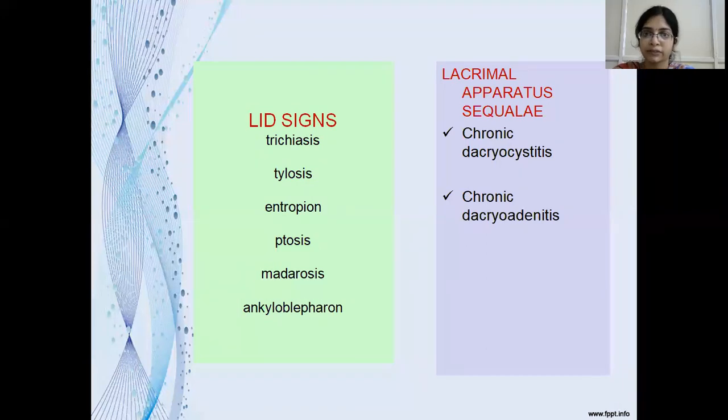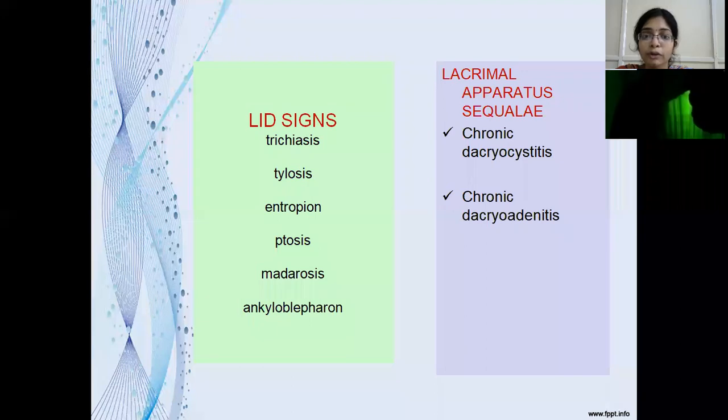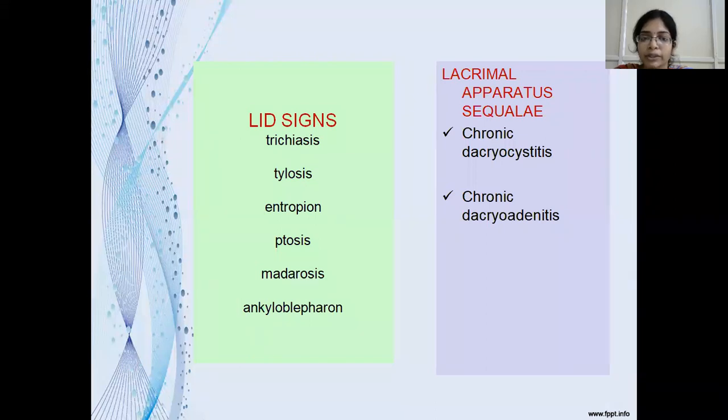Again, just for repetition's sake, trichiasis is inturning of eyelashes. Tylosis is thickening of the eyelid. Entropion is inward turning of the lid margin. Ptosis is drooping of the lid. Madarosis is loss of eyelashes or eyebrows. And ankyloblepharon is adhesion between the two palpebral conjunctivae.